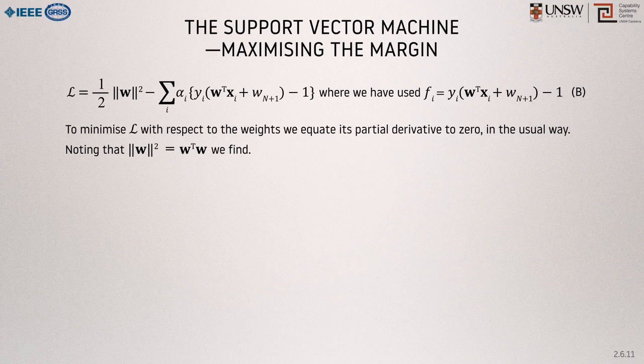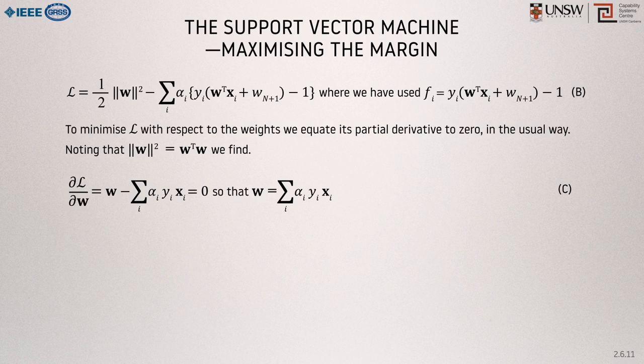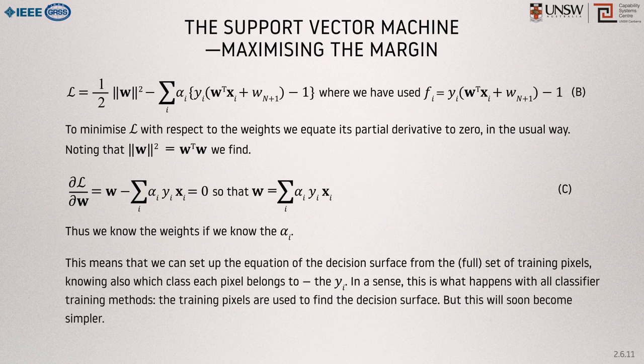To minimize the Lagrangian with respect to the weights, we have to differentiate it, as seen here, making use of the fact that we can express the vector norm in the form of a dot product, that is, W transpose W. The result shows us that we can find the set of weights provided we know the values of the non-negative Lagrange multipliers alpha subscript i. This tells us that the decision surface is found from the set of training pixels and their classes, as is usual in the training of any classifier.